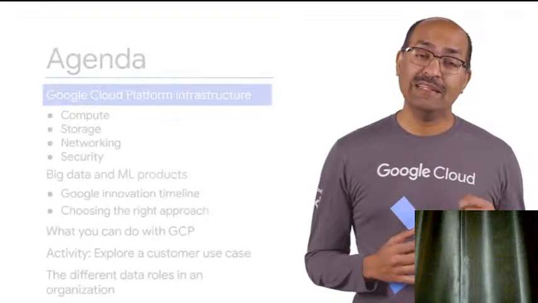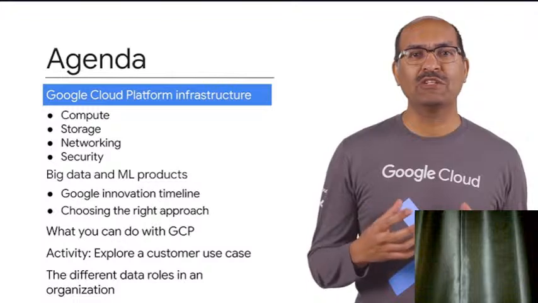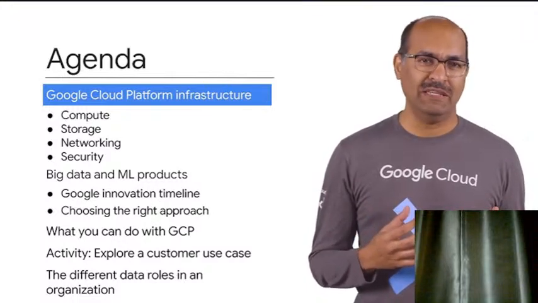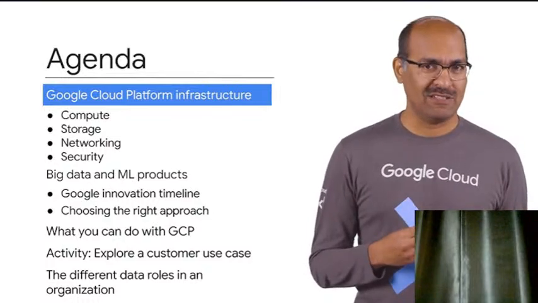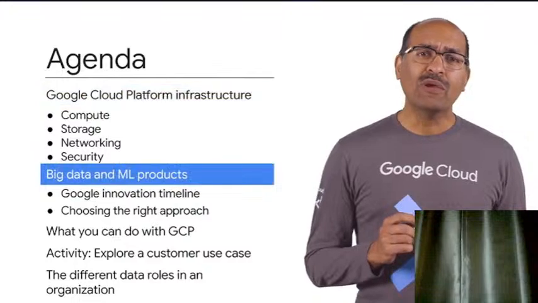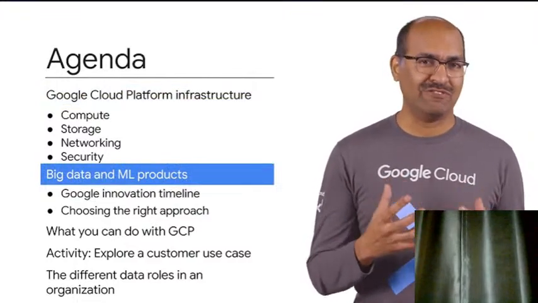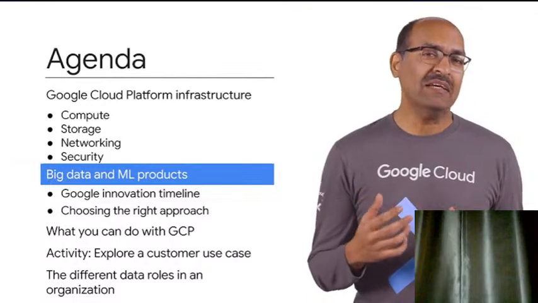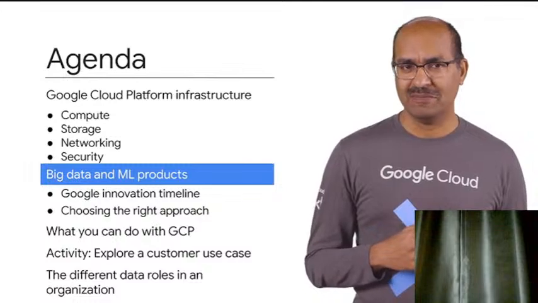Platform. In this module, we'll examine the infrastructure behind Google Cloud Platform, or GCP, which was originally built to power Google's own applications and is now available to you. Then, we'll cover the big data and ML products that are built on top of that infrastructure and when you should choose which products for your solution architecture.